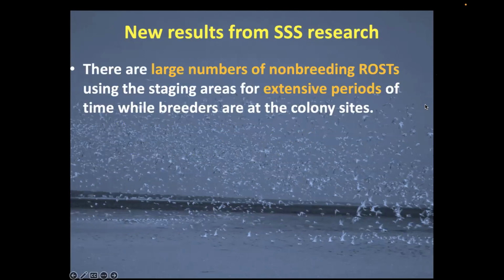Next slide. So I'll start wrapping up now. The most recent results that we're getting out of this research at the staging sites is that we're finding large numbers of non-breeding roseates using these staging areas for extensive periods of time while the breeders are still at the colony sites. We have a fair number of these birds showing up even in late June and early July, before the first young of the year start showing up somewhere between the 11th and the 15th of July.